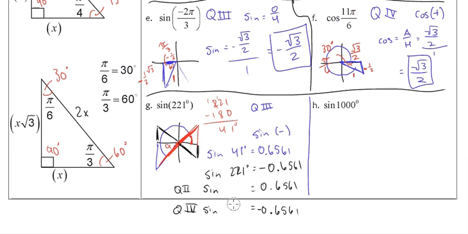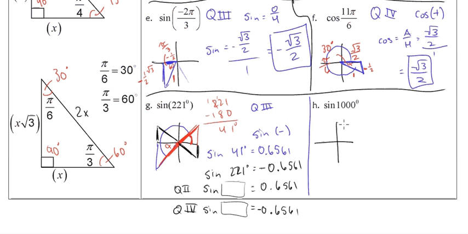Or actually, even better yet, I'm not going to put the answer up here. I want you to come in with the notes tomorrow and have that ready. What do you think those values in quadrant 2 and in quadrant 4 would have to be to give us those same outputs? Okay, now last one, sine of 1,000 degrees.